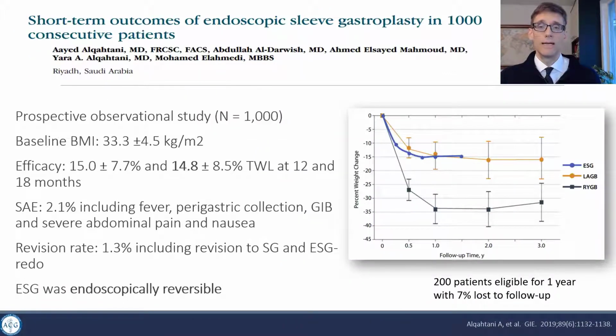Al-Khattani also utilized this U-stitch pattern in a prospective observational study of 1,000 patients, and he found a similar efficacy of 15% roughly at 12 and 18 months, with an SAE rate of 2%. And what was interesting here is he was able to revise these procedures endoscopically and actually completely reverse them by cutting out sutures. So that was a unique finding. And he also found that the weight loss trend was very similar to his other patients with adjustable gastric bands.